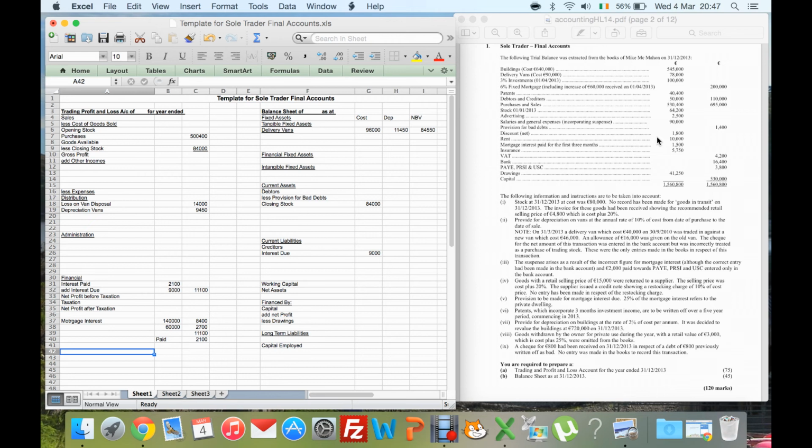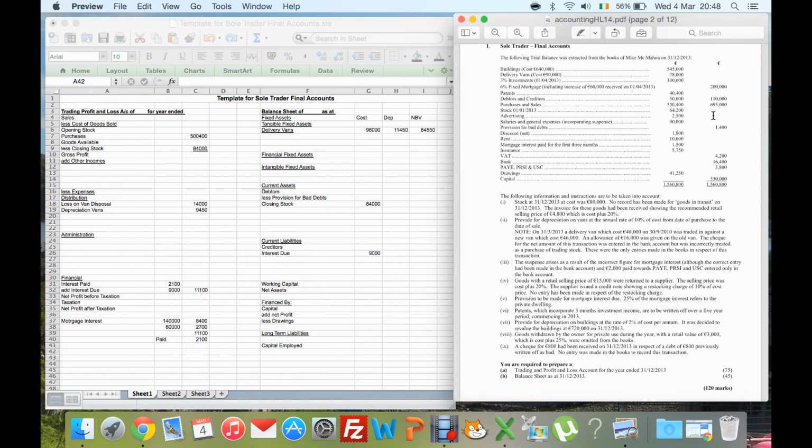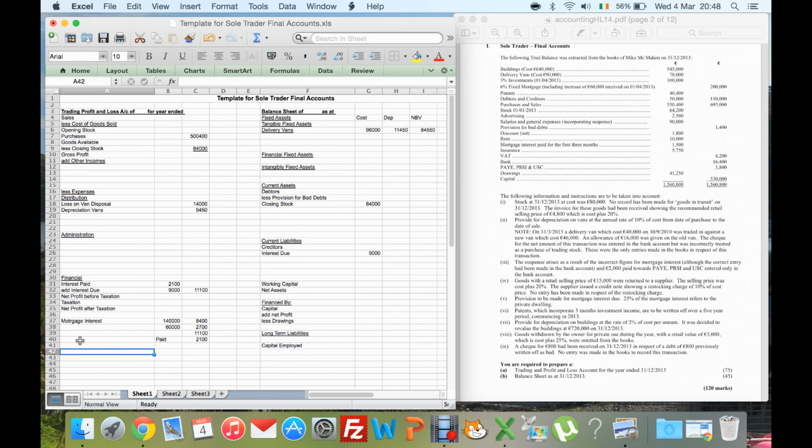So if you debit this 600, means we'll be crediting this with 600, so I'll be taking away 600 from the 90 grand. So that means salaries and general expenses will be minus 600. Okay, so it's 90 grand minus 600. The minus is because it will be on the credit side.